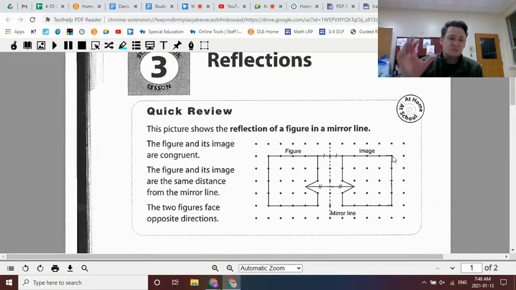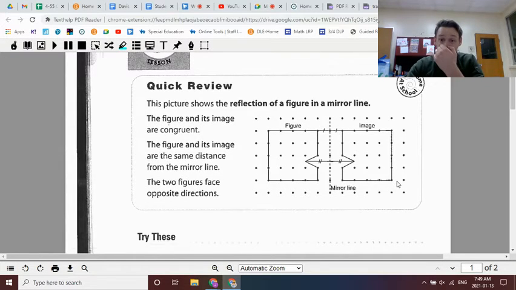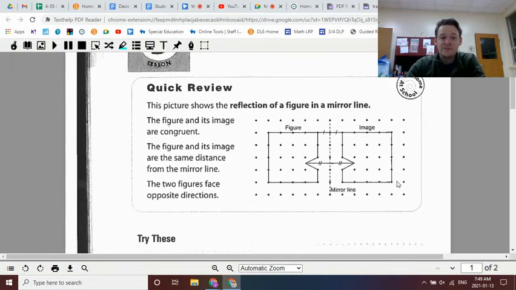And we talked about symmetry yesterday. So if you understand the idea of a line of symmetry and things mirroring themselves on either side of that line, then that is really going to provide a good foundation for your learning with reflections. Today we're just going to add in the idea of shapes and grids.